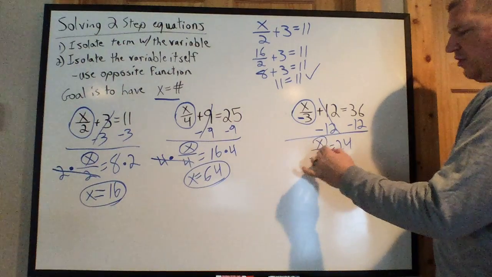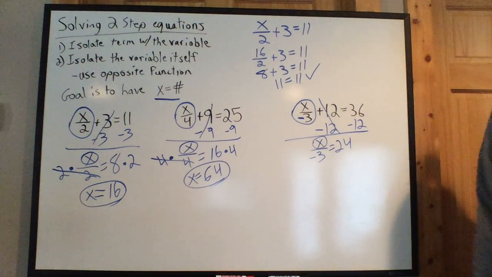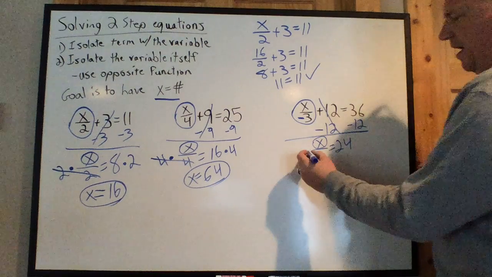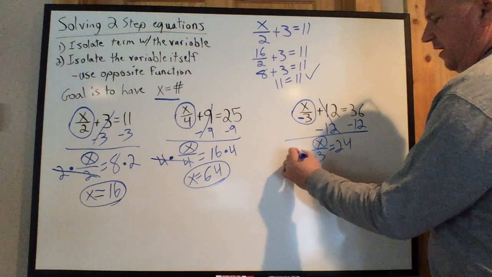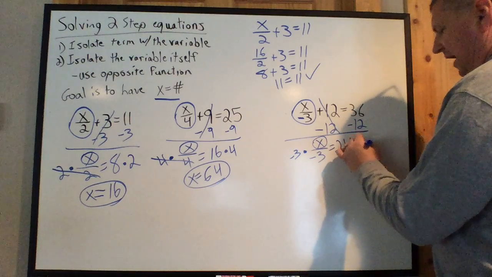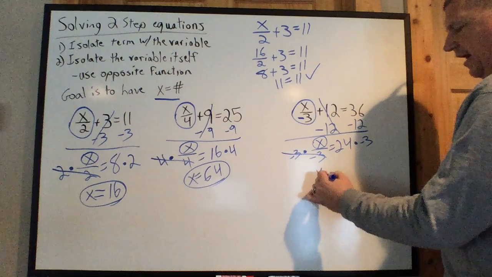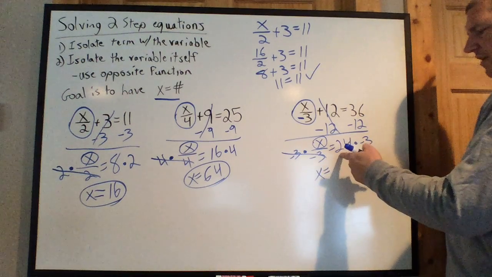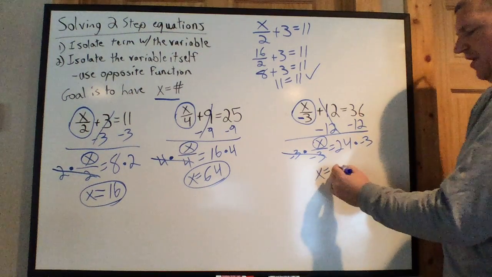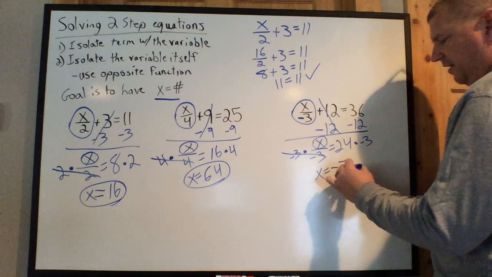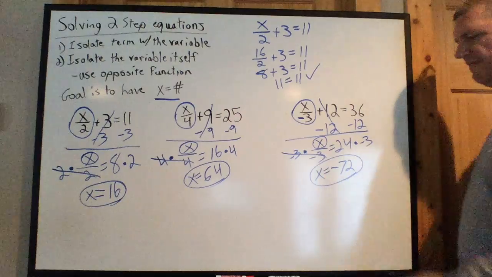So now there's my variable all by itself. It's being divided by negative 3. So how do we get it by itself? We multiply by negative 3 on both sides. Those cancel each other out. X equals 24. Positive times a negative is a negative. 24 times 3 is 72, which gives me my final answer.